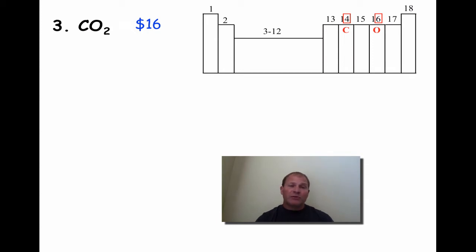So all 3 examples work here. So we're going to put carbon central, and we're going to attach the oxygens on either side of the carbon by single bonds. So again, keep your budget. You just spent $4. So now you have $12 remaining.